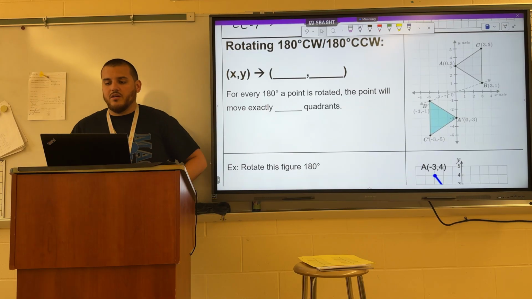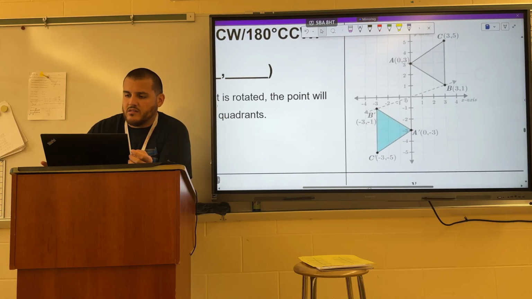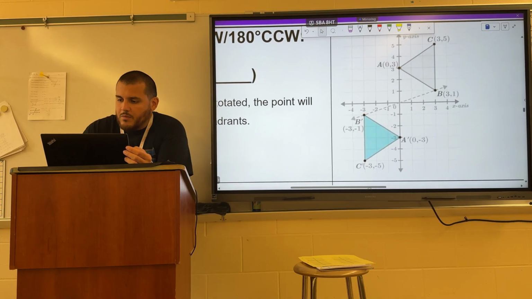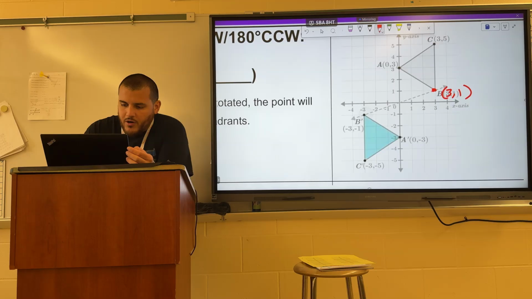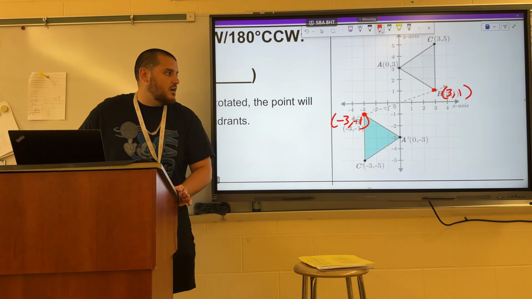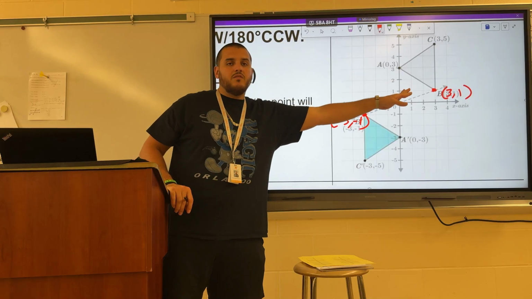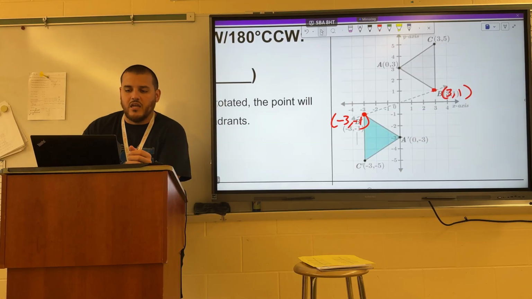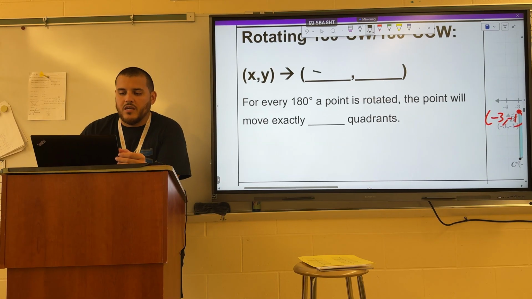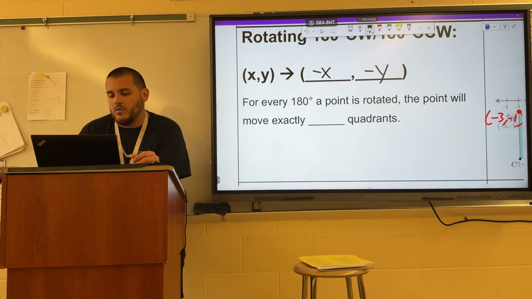We have an example of a 180 degree rotation performed on the graph over here. Let's investigate what has happened to our coordinates. I'm going to look at point B here. Point B on our pre-image is located at +3, +1. B prime on our image is located at -3, -1. This is a pretty simple change, right? The 3 and 1 did not flip places. The only thing that happened is the signs changed. They were both positive on our pre-image, they're now both negative on our image. This will happen for every 180 degree rotation. Your X, Y will become -X, -Y. The signs are going to change from your pre-image to your image.